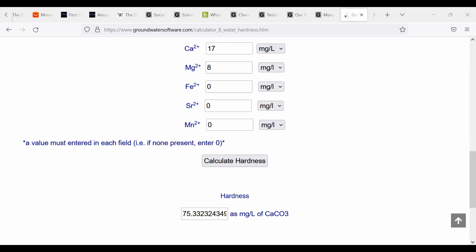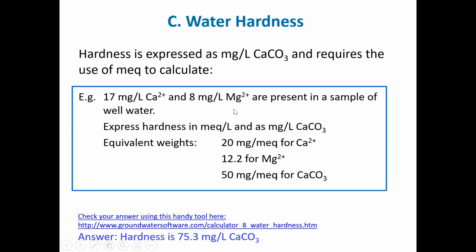Okay, so let me just get back to the PowerPoint. If I would do any other calculations, I might do the same thing, what I just did by putting it in a different slide. So here we go, back to here we go, and 75.3 milligrams per liter.